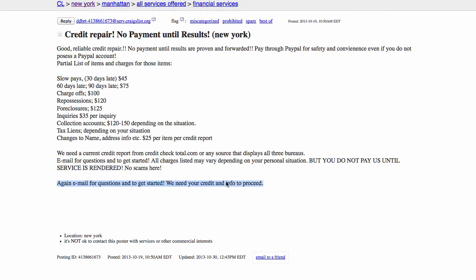Now, this ad does not include a phone number. This ad does not include a website. This ad has nothing clickable. This ad has essentially no call to action. It says, again, email for questions and get started. It doesn't even give an email address. The person would have to click reply, and they're not even putting their email address in here. This is a forwarding email address that Craigslist used. So this is not a very good ad for the person.